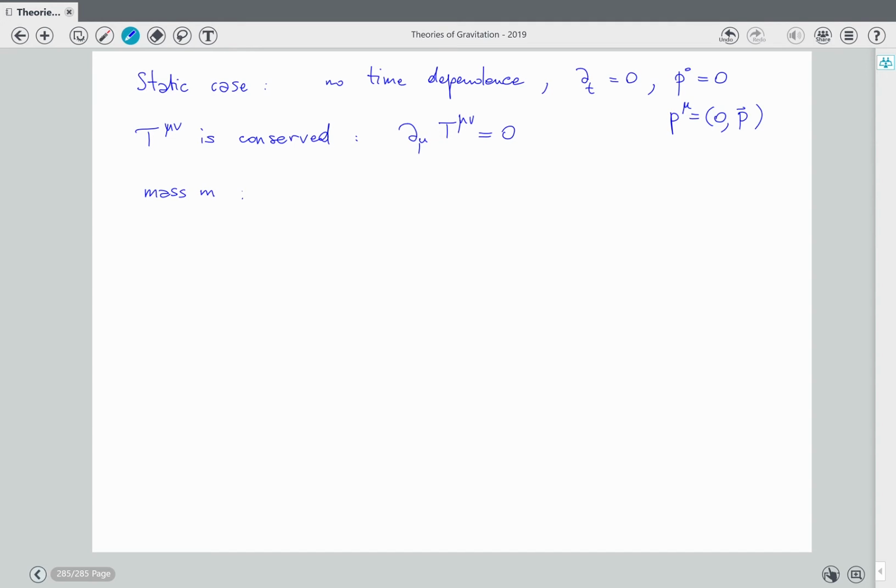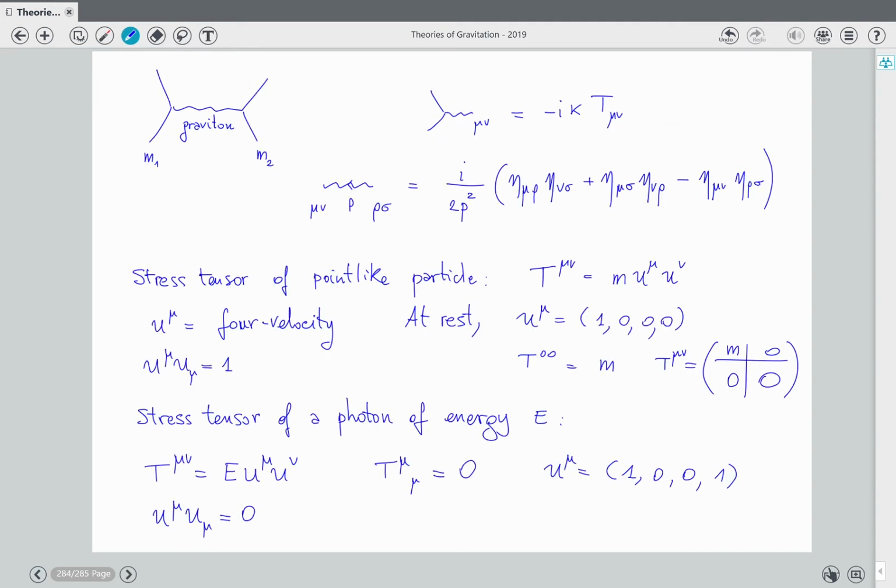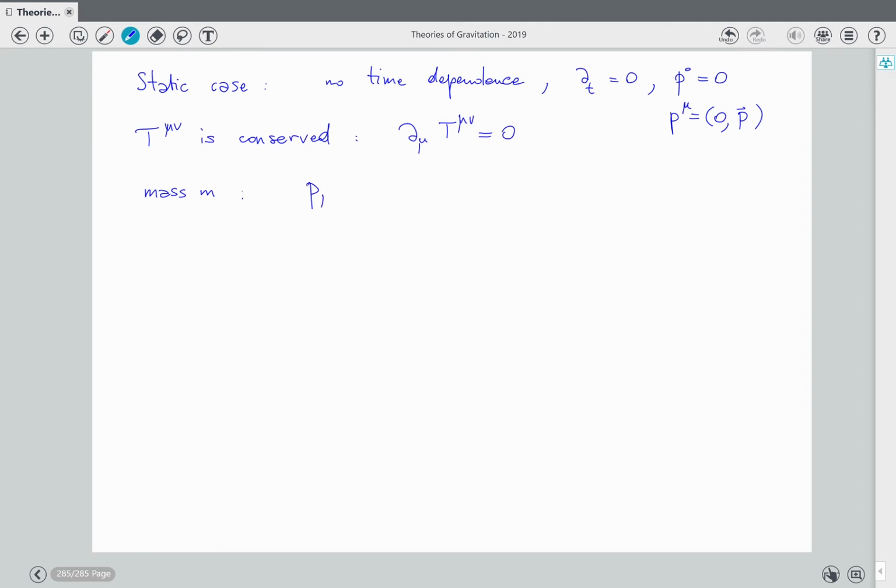But in the case of a mass m, that's sufficient to have transversality, because you just have T00, so P mu T mu nu, there is only T00, so that would be T00 P0, that is 0. So that is already conserved.